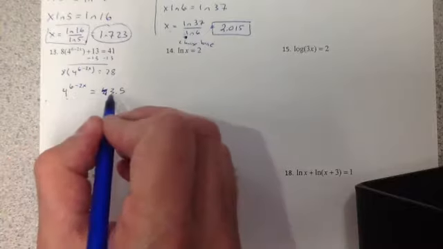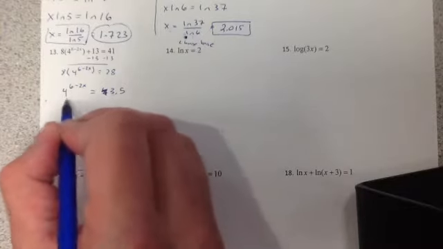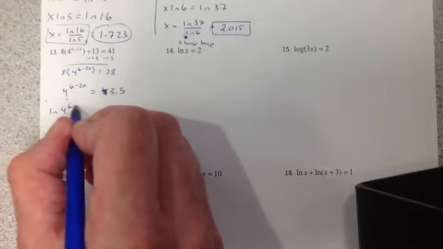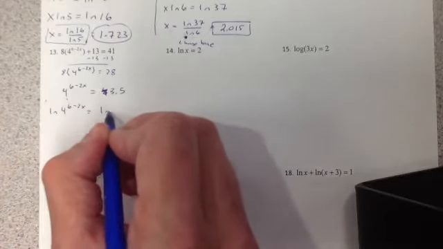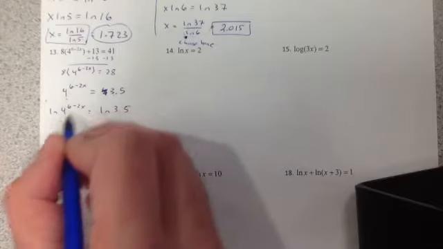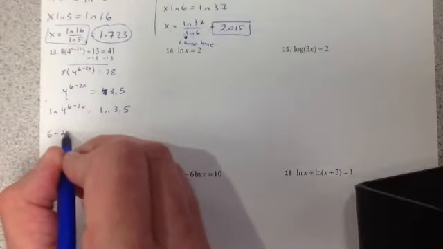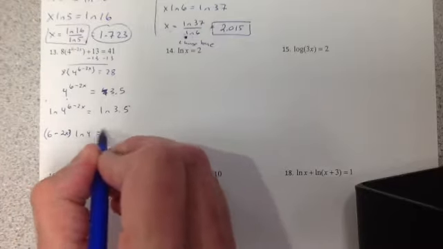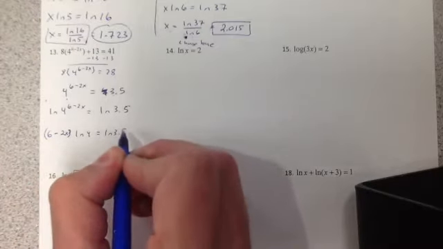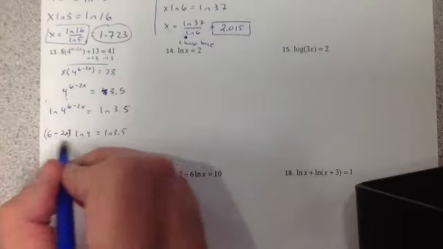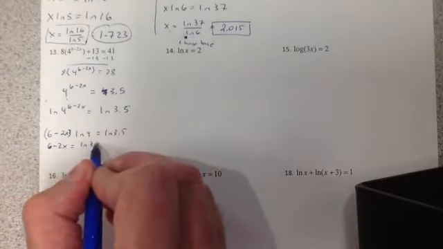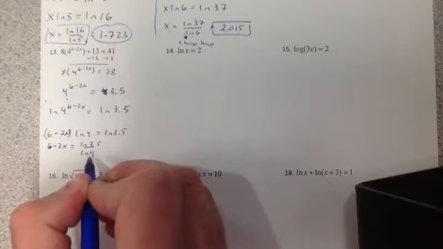Now, since I can't write 4 and 3.5 in the same base of each other, I'm going to use my natural logs. Because what natural logs do is they allow me to bring down this power. Put that in parentheses, (6 minus 2x) times the natural log of 4 equals the natural log of 3.5. Divide, I get 6 minus 2x equals the natural log of 3.5 divided by the natural log of 4.